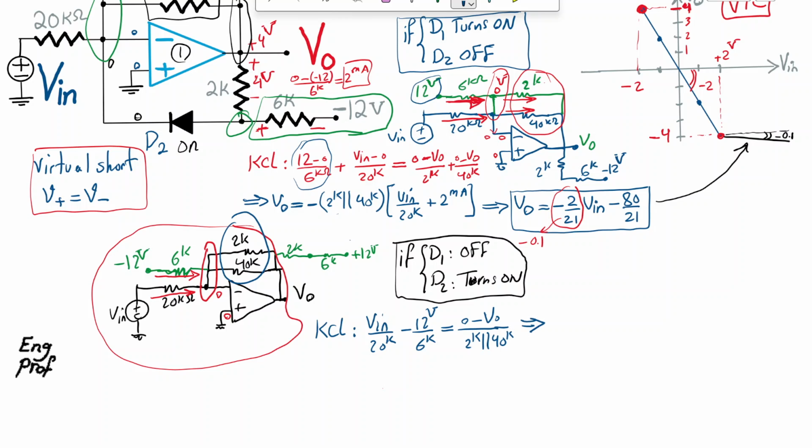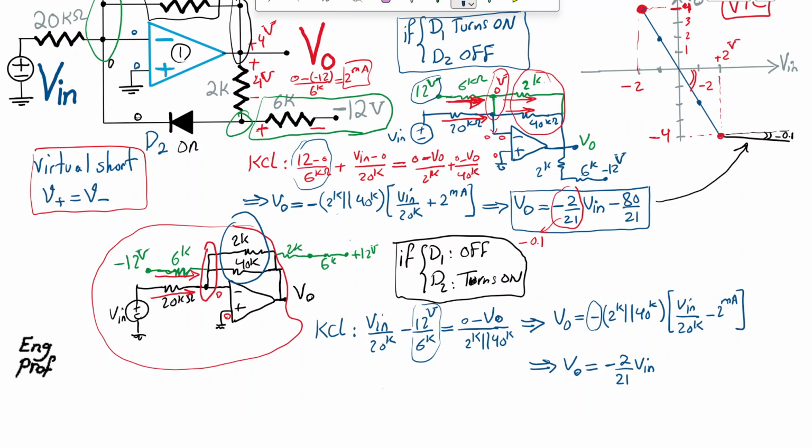So I would say just 2K parallel with 40K. In summary, in this case V out is simply minus 2K parallel with 40K, all right, times Vn divided by 20K minus 12 divided by 6K, which is 2 milliamp. And we have the negation at the very beginning. So if we further simplify this, V out is simply minus, the same tangent as before, the same slope, 2 over 21 Vn.